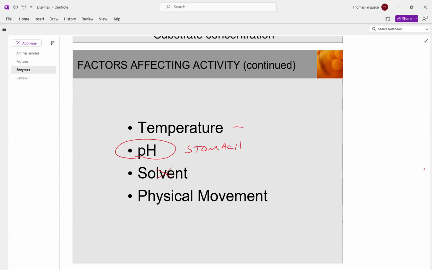Temperature is very important. Globular proteins will change their shape on temperature and pH changes. If the globular molecule changes its shape, then the active site is going to change its shape also. So the substrate is not going to fit into the active site if the enzyme shape changes.